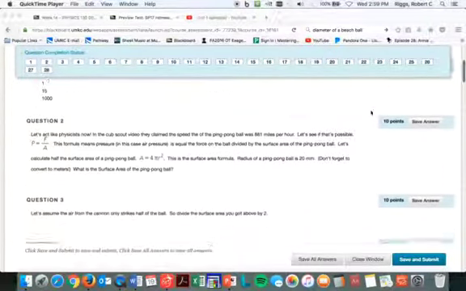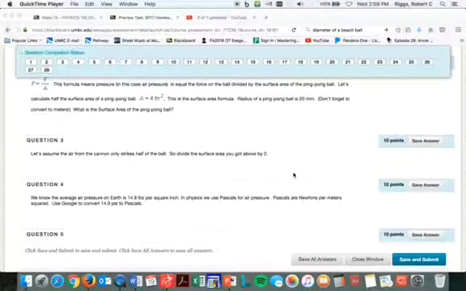Keep going here. Okay, so let's assume that the air from the cannon only strikes half the ball. On the next step, divide the answer that you got here by 2. Okay, and that should work.